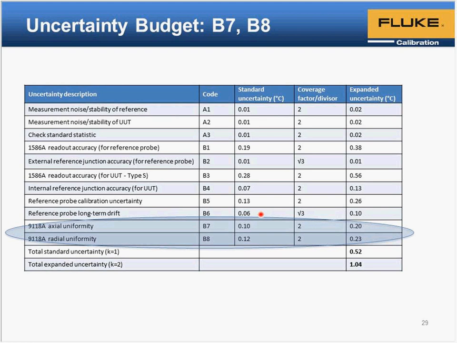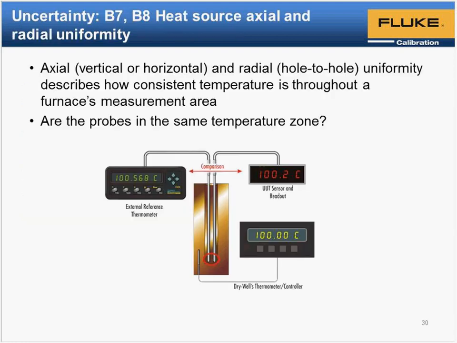Now, finally, we arrived at our last source of uncertainty. I've listed it here, and it's related to the heat source itself. So we're using a horizontal furnace for calibrating thermocouples, and the horizontal configuration. And we're analyzing a furnace to be used in a calibration process.